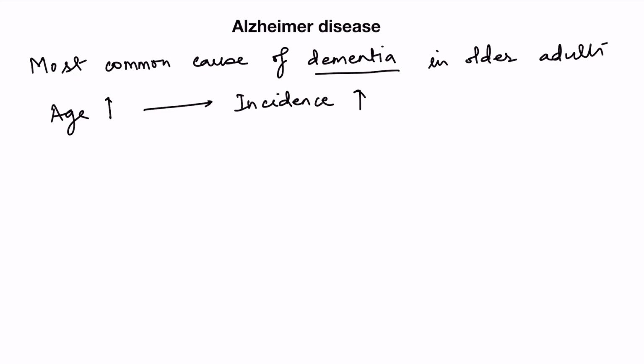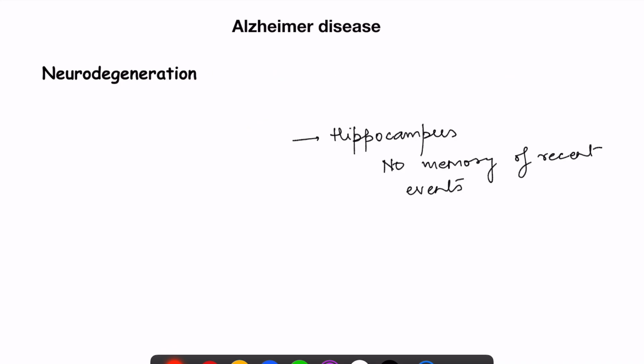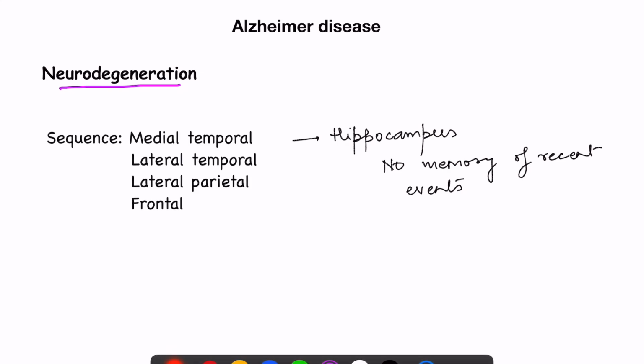Alzheimer disease is the most common cause of dementia in older adults. Basically, there is memory loss. As the population ages, we see more and more new cases in that population. So what happens in Alzheimer's disease? Alzheimer's disease is a disease of neurodegeneration. That means there is slow, progressive loss of neurons, and this happens sequentially in different regions of the cortex.